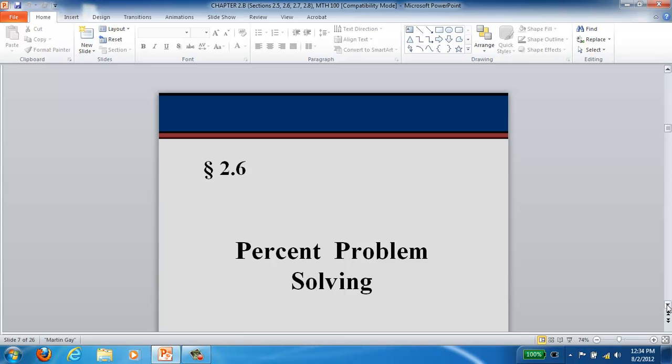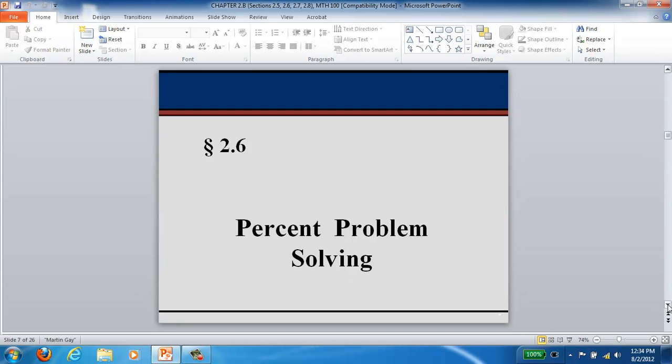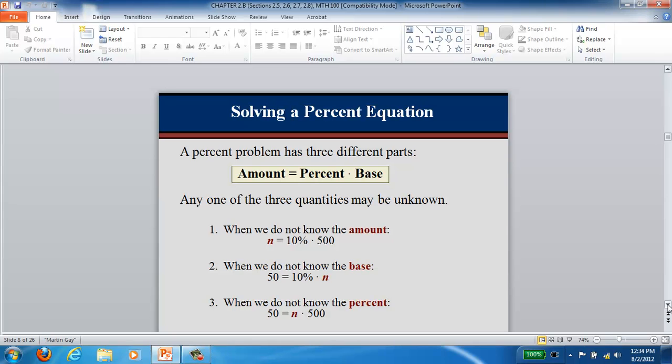2.6, problem solving using percents. The percent problem has 3 different parts. The basic equation is the amount equals percent times base. So any one of these 3 quantities may be a known. When you do not know the amount, you are solving for n. So for example, n is equal to 10% times the base of 500.